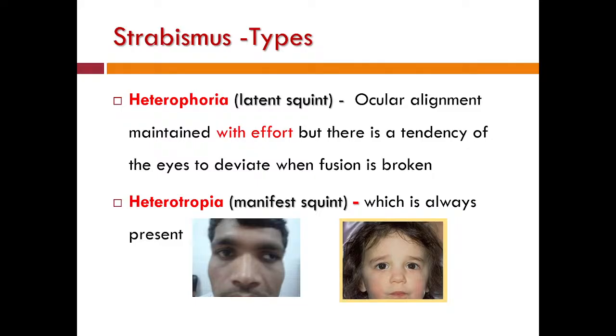And this is a manifest squint known as heterotropia, because the angular deviation is very large. You can obviously see that the patient has a manifest exodeviation. So it is called a heterotropia, which is always present.